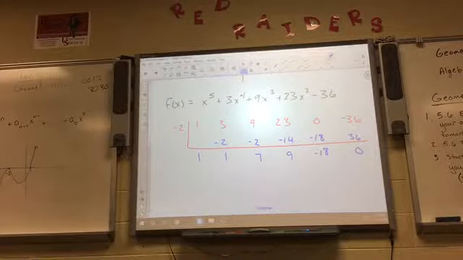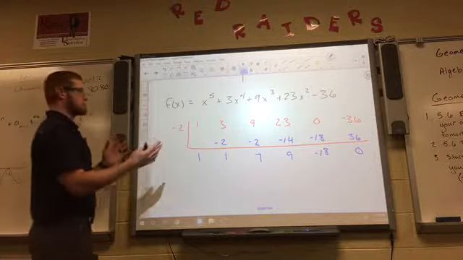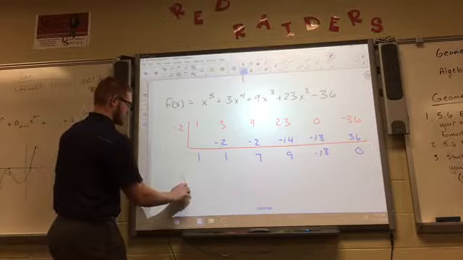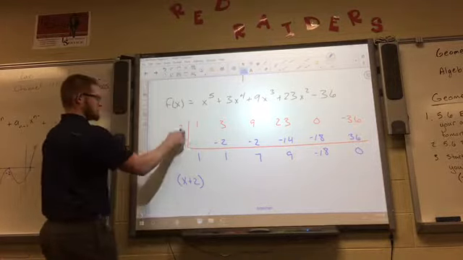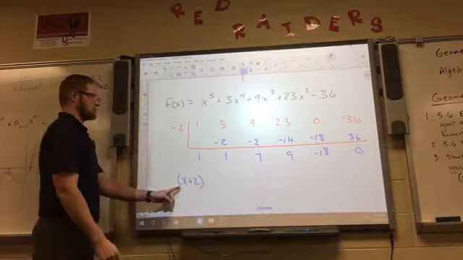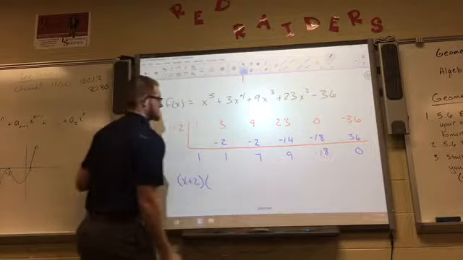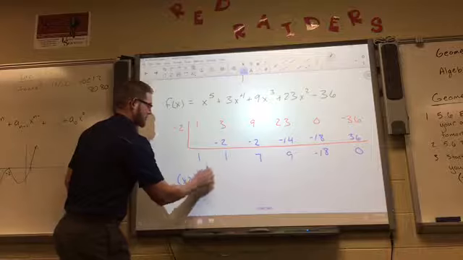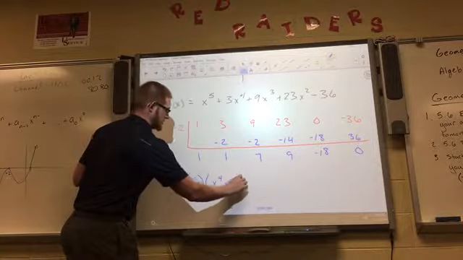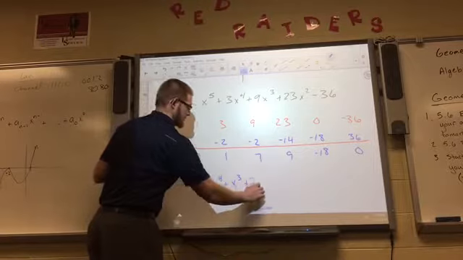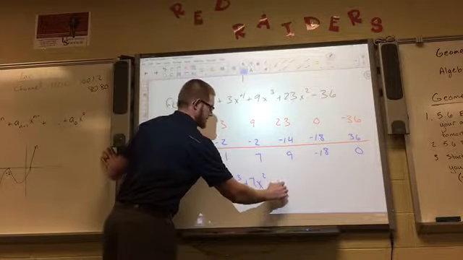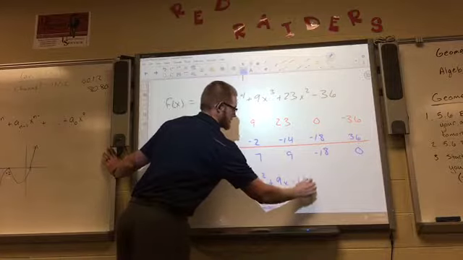It is negative 2, correct? So I got 0 for a remainder. Okay, so what does that mean? There's no remainder. What is one of my groups of parentheses? X plus 2. Since my zero was negative 2, my factor is going to be x plus 2. And then that leaves me with a polynomial out of this, which would be x to the 4th plus x cubed plus 7x squared plus 9x minus 18.